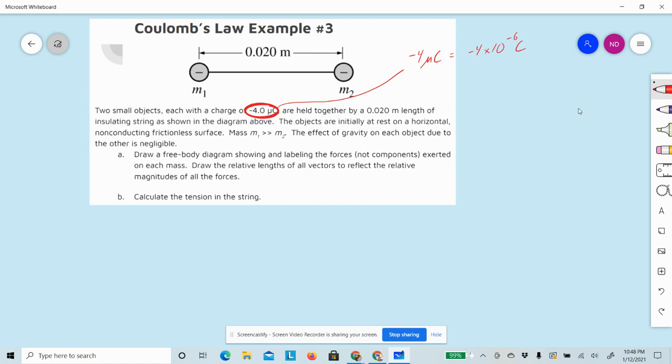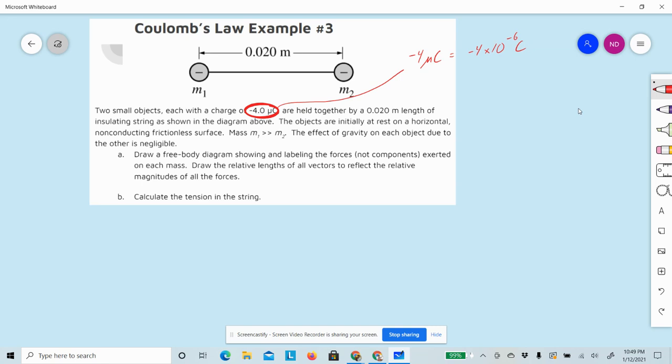The objects are initially at rest on a horizontal, non-conducting, frictionless surface. The mass of the first object is about twice the mass of the second, and the effect of gravity on each object due to the other object is negligible. So, all right, draw a free body diagram of the forces.